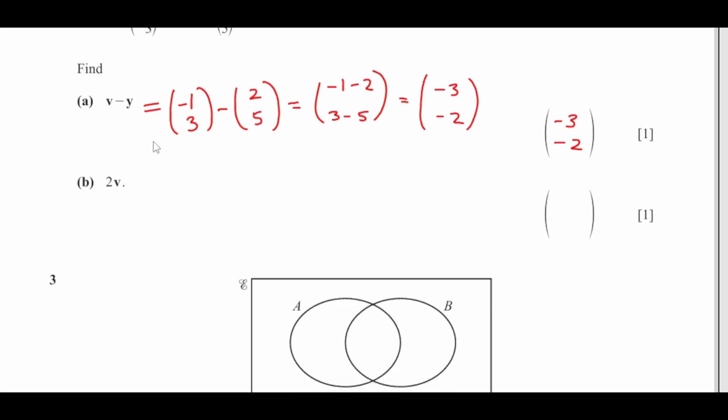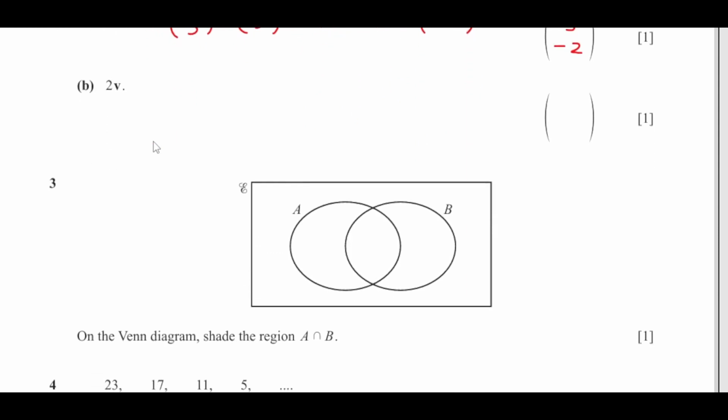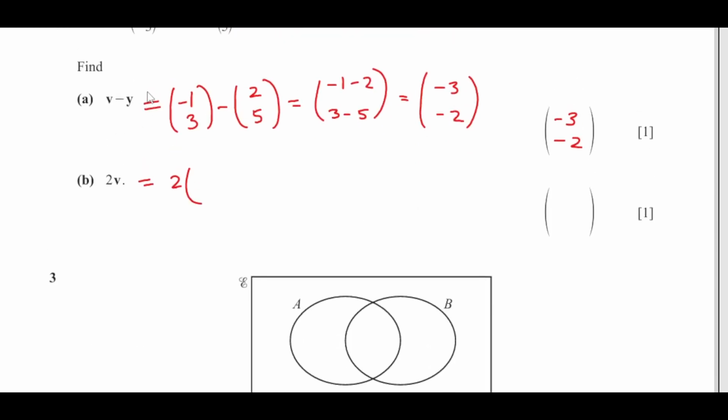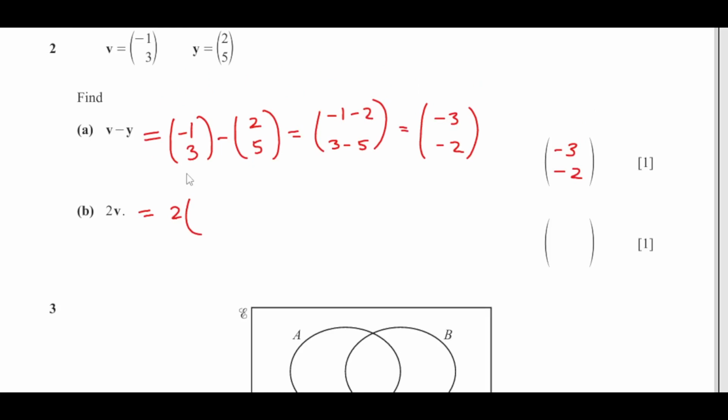Okay. Now next one, here we have 2v. 2 times v, we are going to substitute the value of v here, which is -1 and 3. Now this 2 is going to multiply inside, so it is -2, and 2 times 3 is 6. So -2 and 6 is the final answer, right?